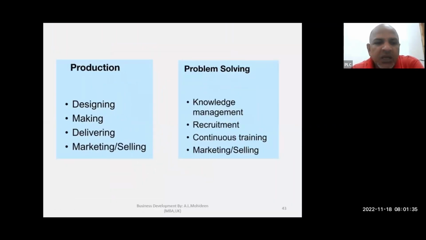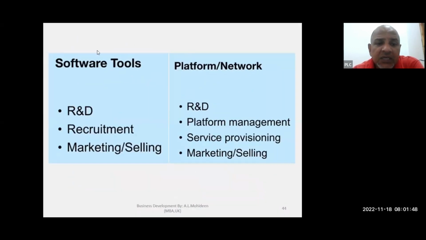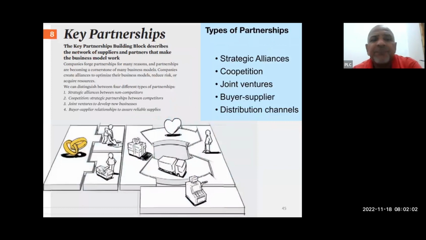What are the areas in production? You can think about designing and making, delivering, and selling. Problem solving, knowledge management, recruitment, and continuous training, marketing, and selling. And software tools, you have to go for research and development, recruitment, and these kinds of things. Platform, you have to create a network platform for platform management, service provisions, marketing and selling, research and development. These things are there.